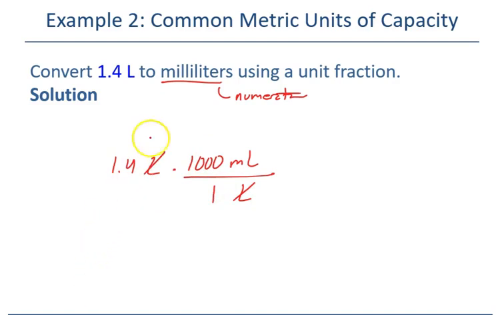Our liters cancel out. We can multiply this out, knowing that I'm just going to move the decimal place 3 places. So that's going to equal 1, and then we're going to get 4 and 2 zeros. So that's going to be 1,400 milliliters. Once again, that's why we like the metric system.